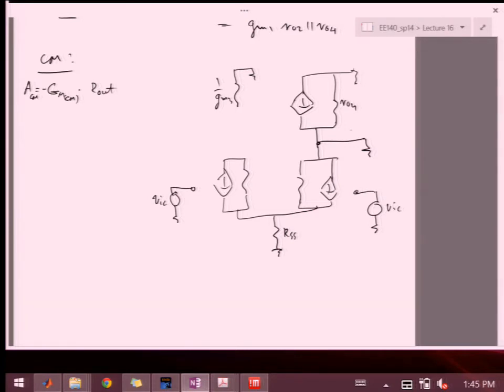I only need to find now what is the GM common mode. So for that, we're again going to put this current, IOC in this case. And we have I down and I up. GM2 VGS2. In this case, it's a little bit more complicated because VIC is now not 0. And this is GM1 VGS1, RO1. We connect these two. And then this is VSG4, GM4 VSG4.